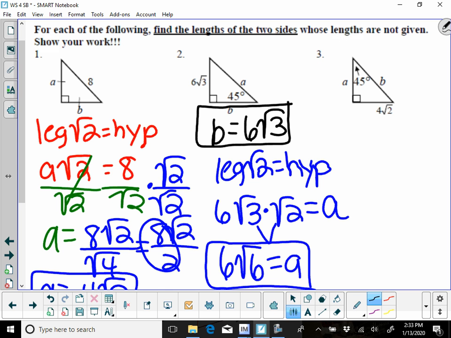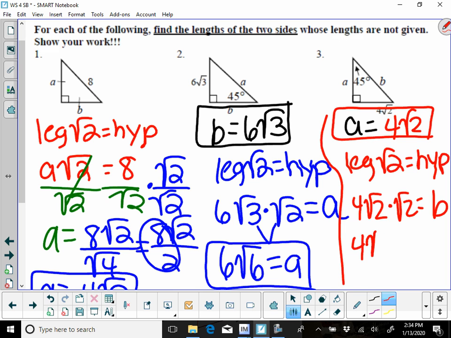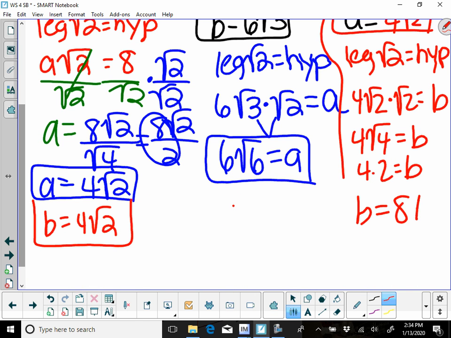All right, for number 3 over here, they gave us a leg again, so automatically we know A is going to equal 4 square root of 2. Then leg times the square root of 2 is hypotenuse length. So the leg, 4 square root of 2, times the square root of 2 is going to equal B. The square root of 2 times the square root of 2 is the square root of 4, which is just 2. So B should equal 8. So you've got A and you've got B.